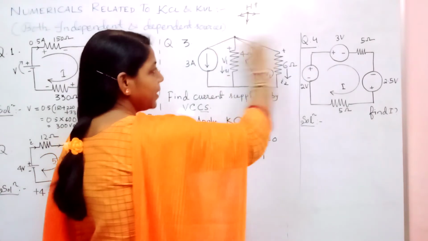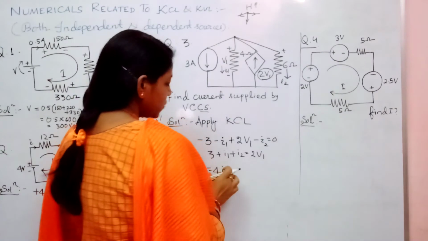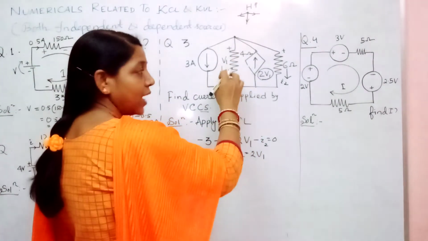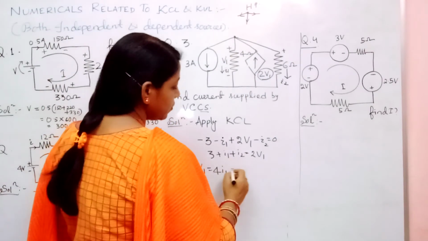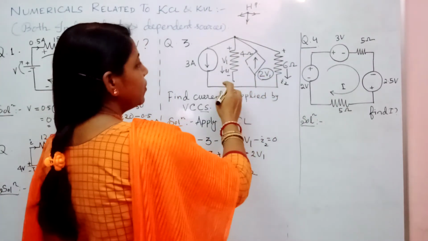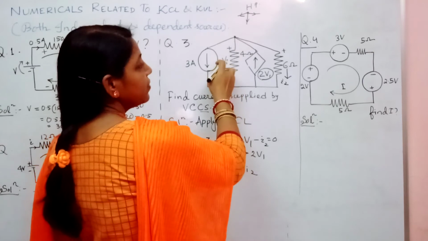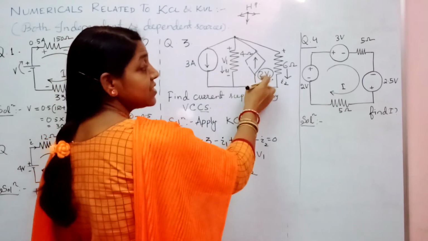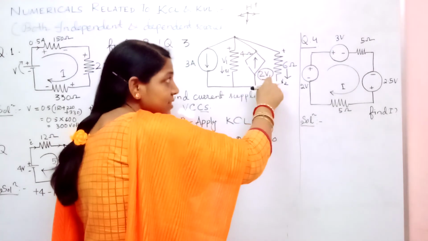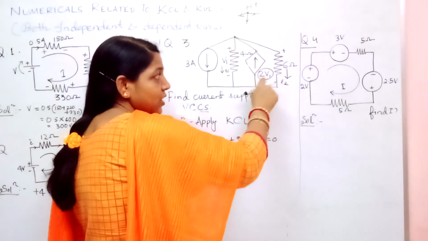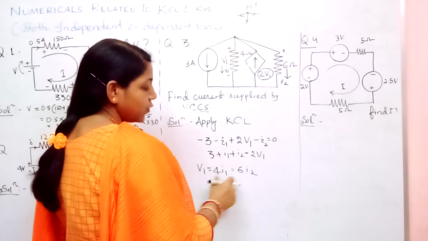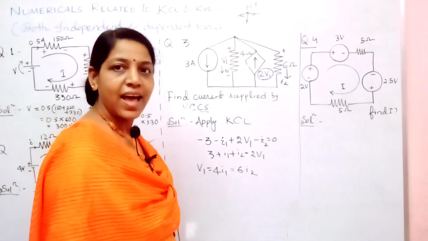So what is the drop here? Definitely that will be the drop here. So I can write it as, what is the current flowing here? I assumed I1. So 4I1 equal to 6I2, that is equal to what voltage is given here? V1. Not this one, because this is not a voltage, this is a current. This current source is dependent on this voltage. So this is current, we should not consider it as voltage. This is voltage. So V1 equal to 4I1, equal to 6I2.